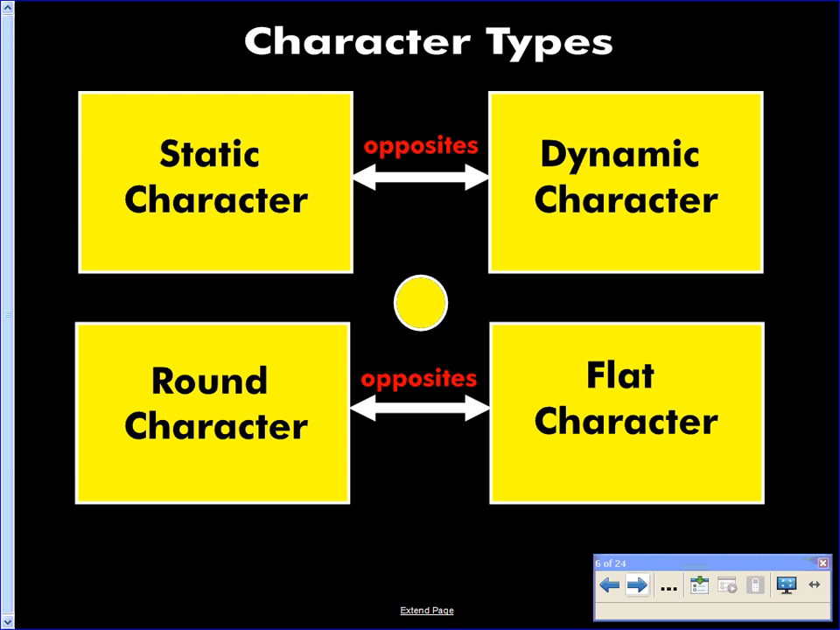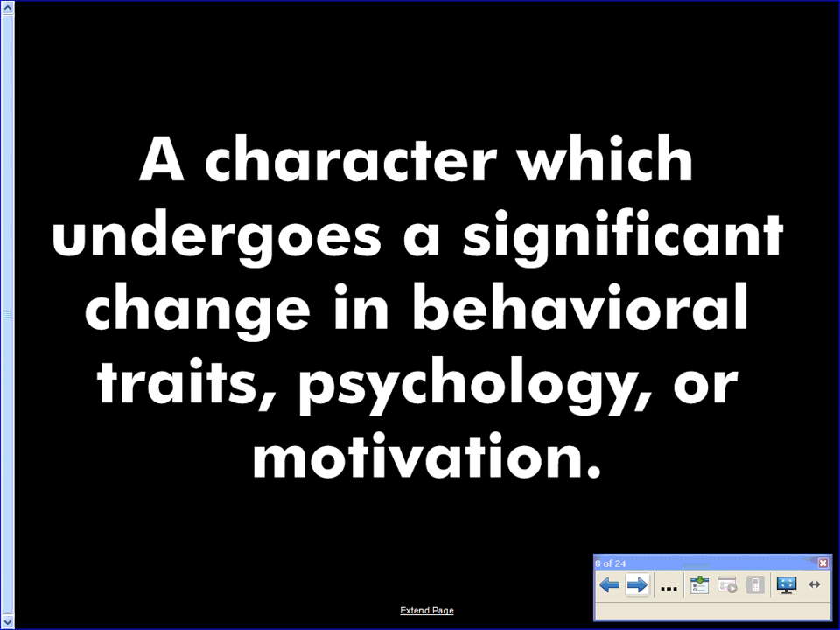If static, then what will be the definition of dynamic? Matthew? That's correct. By the way, the word dynamic, you think, oh, dynamic means cool. No, dynamic means technically in motion. So if something is dynamic, that means it moves a lot. And that's why we talk about a character which undergoes a significant change in behavioral traits, psychology, or motivation. They are different people at the end of the story.